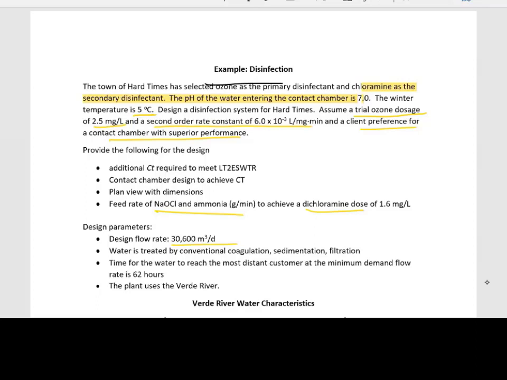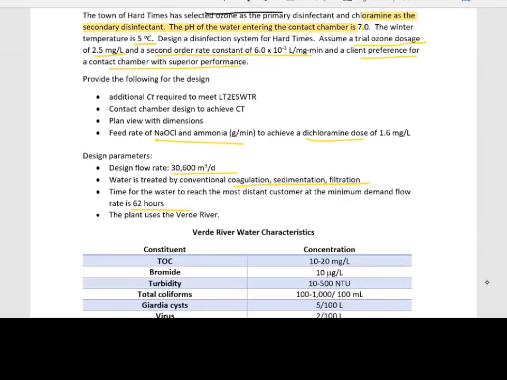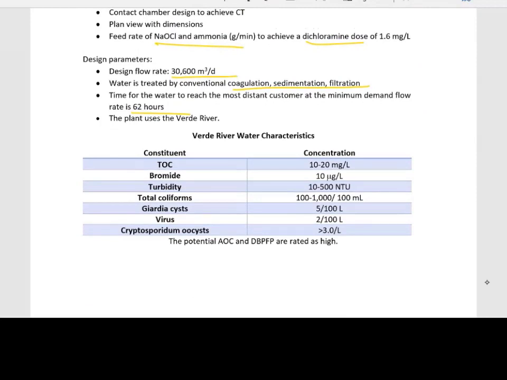Given a design flow rate, and you're told that the water is treated by coagulation, sedimentation, filtration. And the time for the water to reach the most distant customer at the minimum demand, so it's the longest time that would take to reach the furthest customer, is 62 hours. And the plant uses the Verde River. So there's a lot of details in terms of what you're asked, but let's walk through this problem.